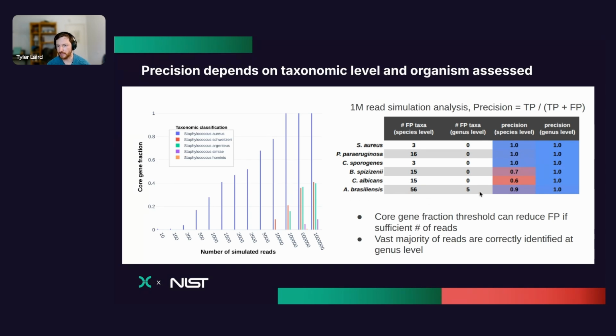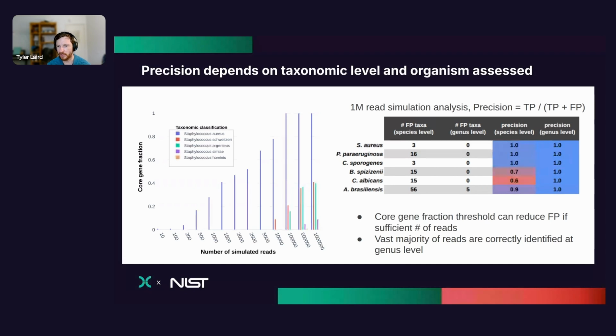We can look at this table over here, which breaks down all of the simulations that we did for these compendial organisms, specifically looking at the 100 million or the 1 million read simulation analysis, and looking at the precision, which is the number of true positives over the number of true positives plus false positives. And we looked at the species and the genus level.